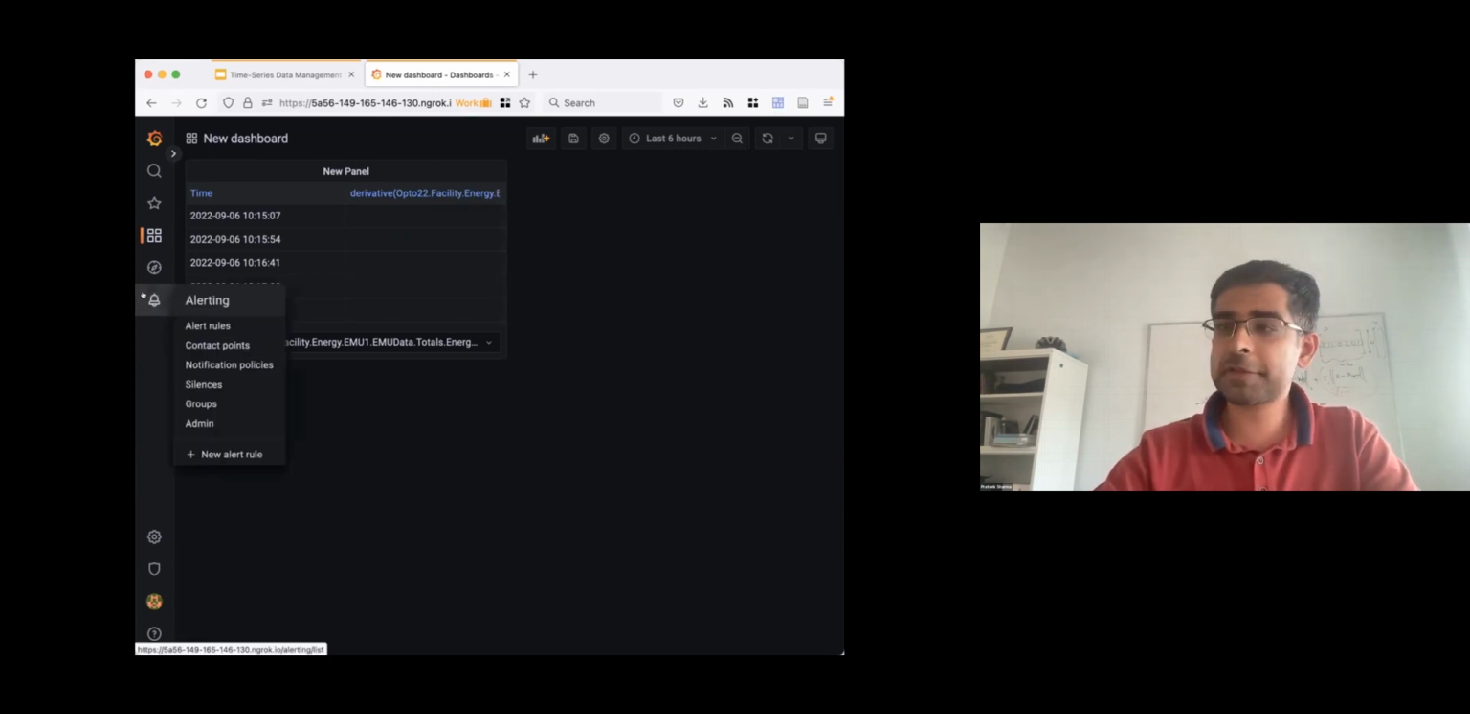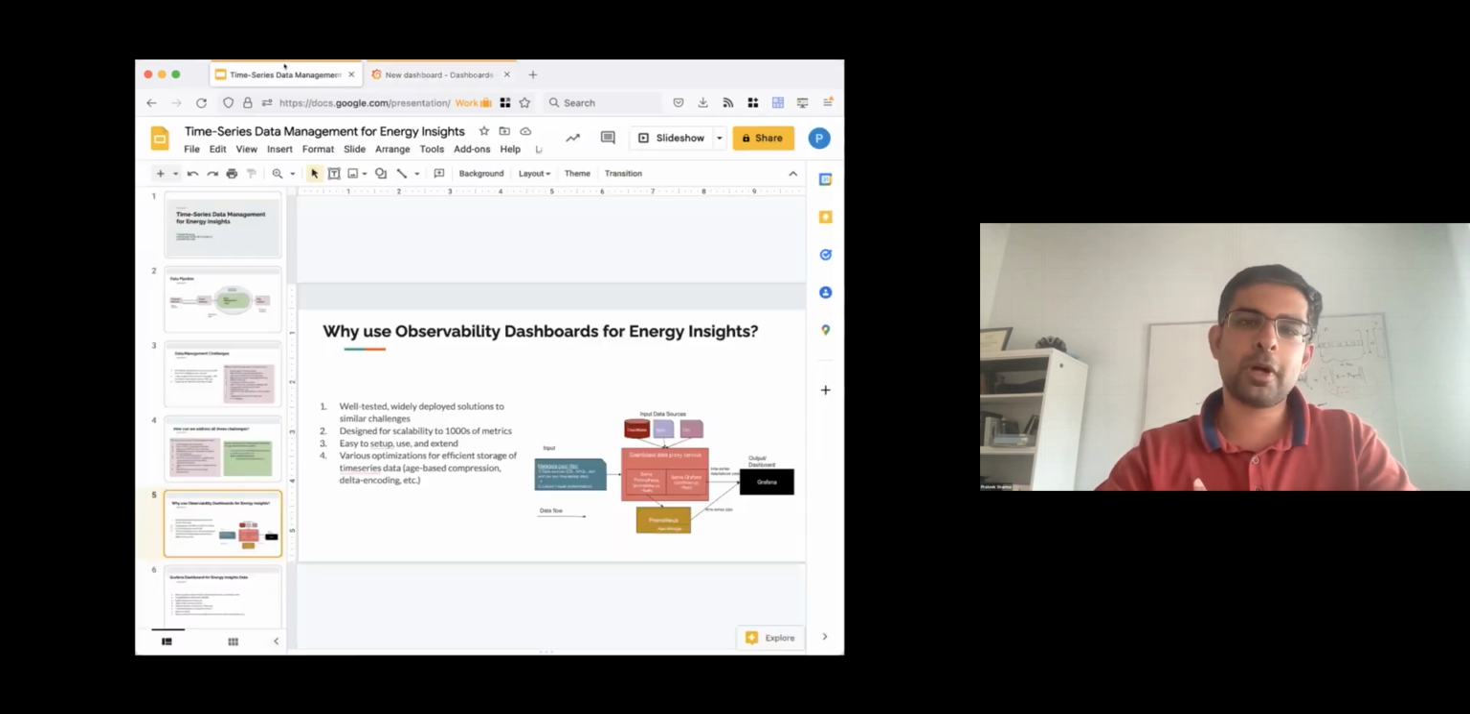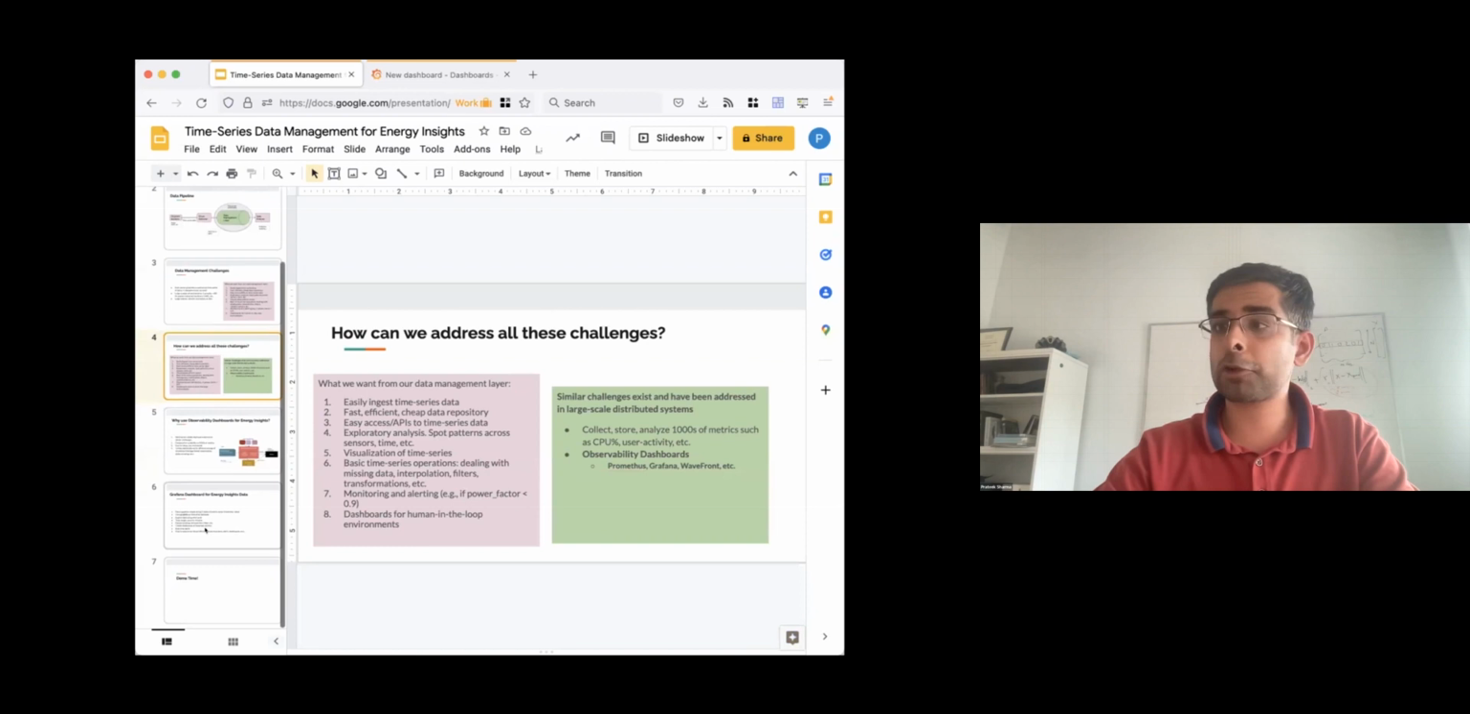You can also set up alerts using this, and you can have various alerting mechanisms like email, SMS, etc., based on certain metrics if they go above or below a certain value. And this is all an easy to use turnkey solution to a large number of challenges that we had talked about earlier, which I think are important challenges in a project like this.